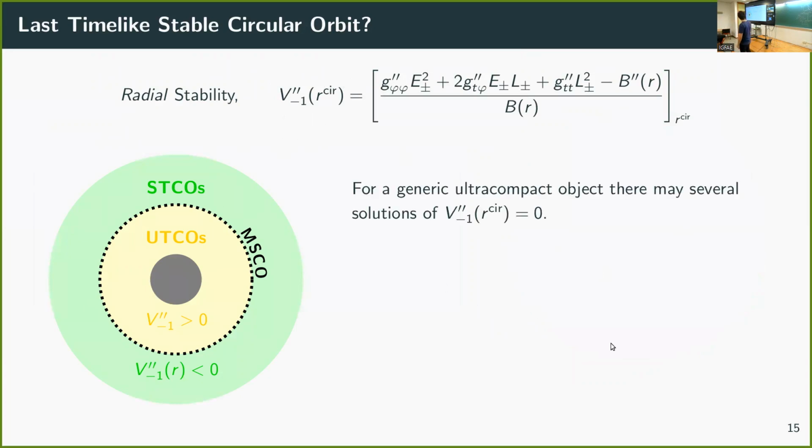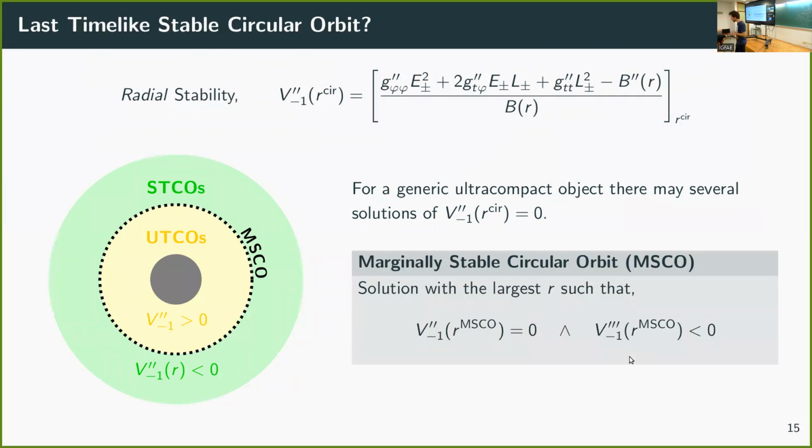However, if you consider very generic ultracompact objects, either horizonless or with a horizon, you may find several solutions when you try to solve that the second derivative is equal to 0. So in order to account for that, we defined the marginally stable circular orbit as the solution with the largest radius, such that the second derivative is equal to 0 and the third one is negative. This is here just to impose that the outer region is a region with stable time-like circular orbits.